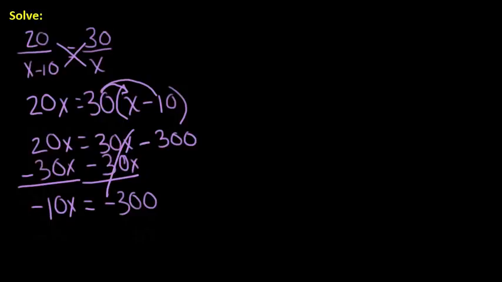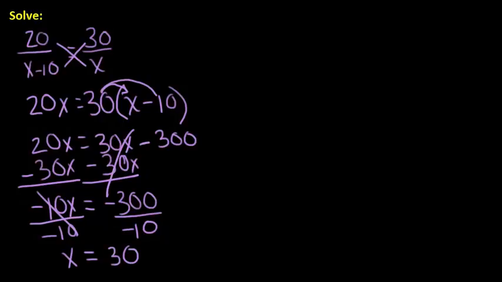We want to get x by itself. It's being multiplied by negative 10, so we will divide by negative 10, canceling it out. Whatever you do to one side, do to the other, and that will give us x. Negative 300 divided by negative 10. Negative divided by negative is a positive. 300 divided by 10 is 30.